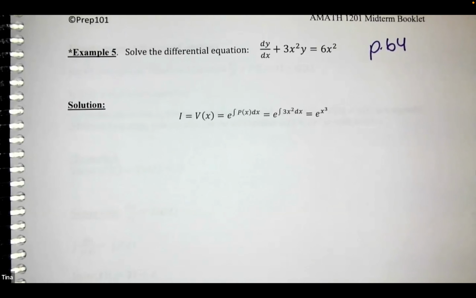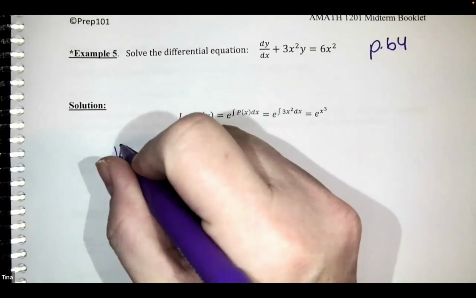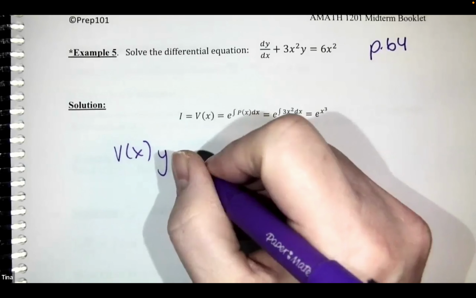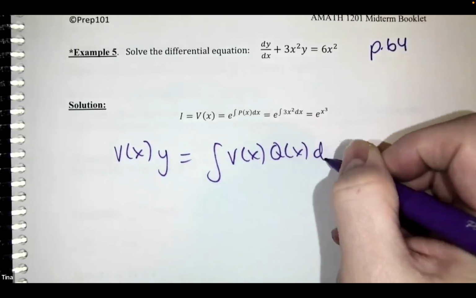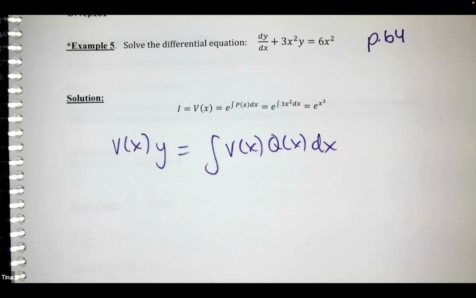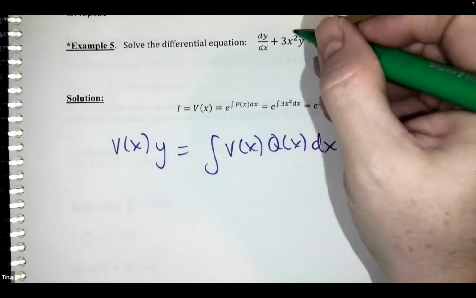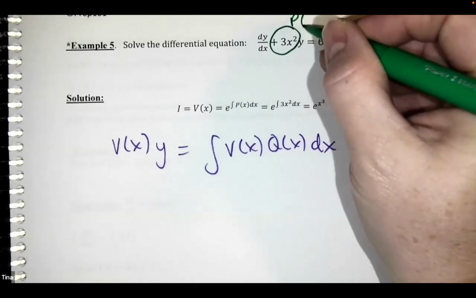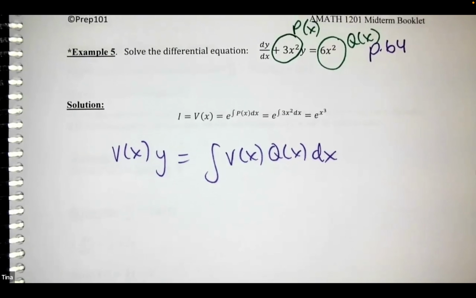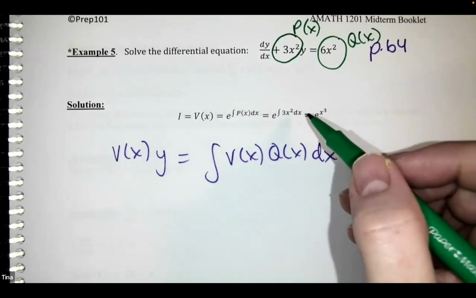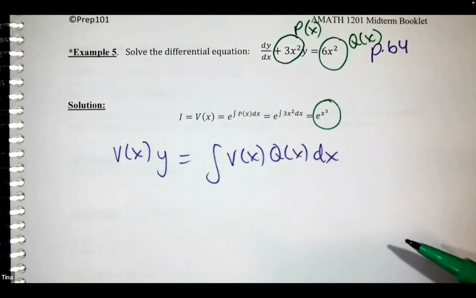Okay, so for this one, I gave you the integrating factor just because we've done a bunch of that. So I just want to go through the solution. v(x) y equals the integral of v(x) q(x) dx. My p(x) is everything in front of y, and my q(x) is everything on the right. And this is my v(x).